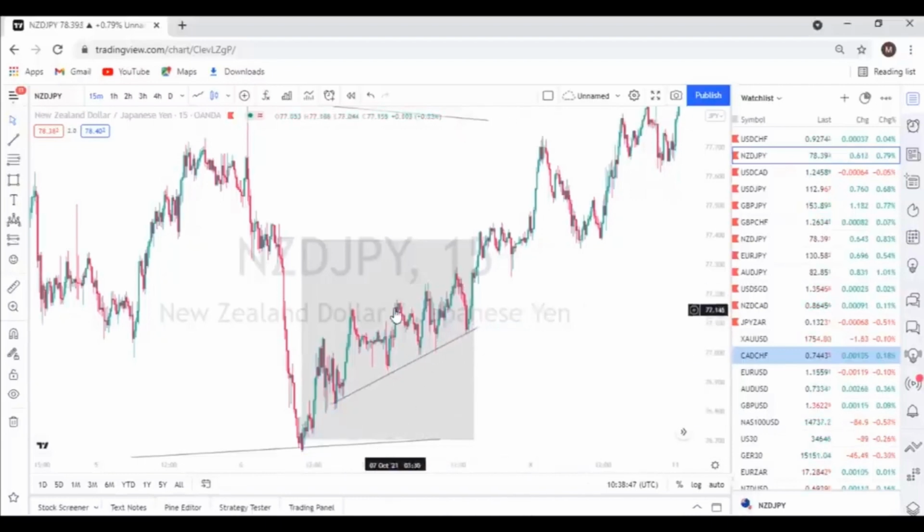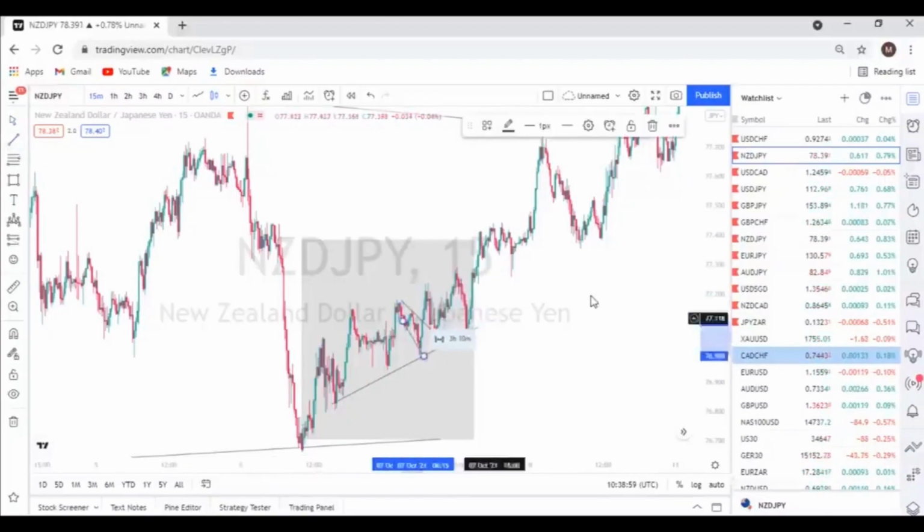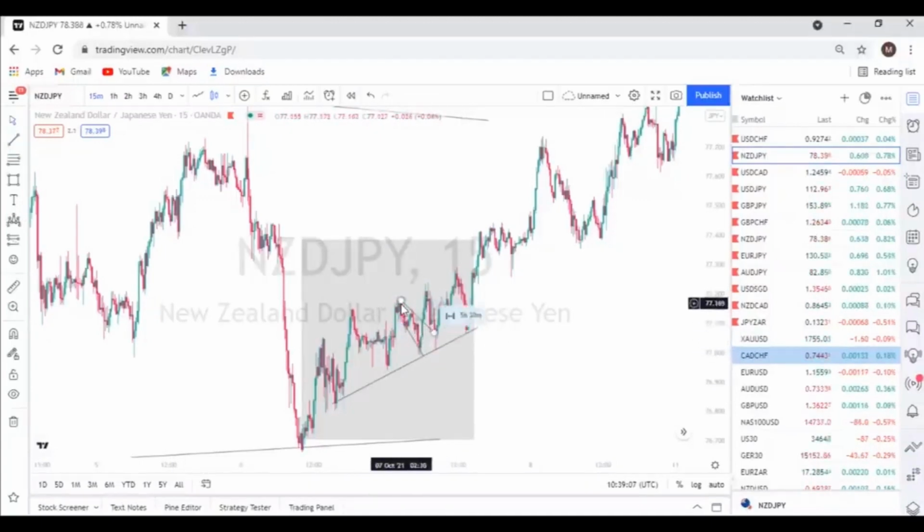So I based my trade off this small correction here. I bought at the retest, so I waited for it to break my resistance, and then reject back to my resistance, or now the new support.